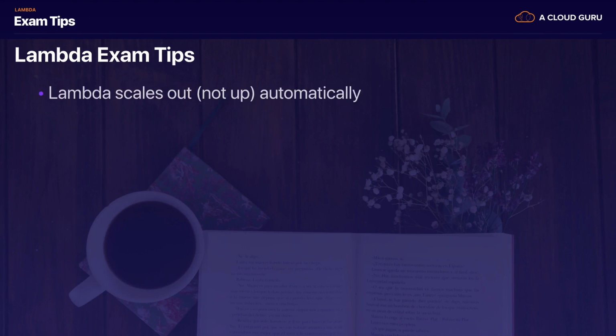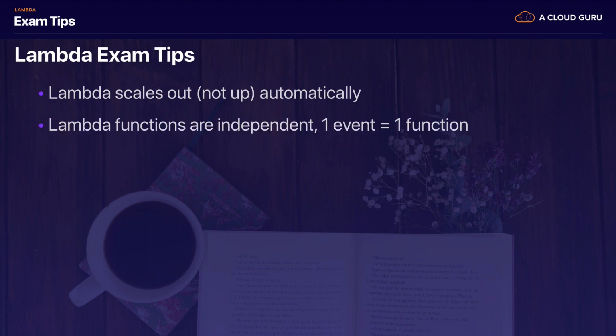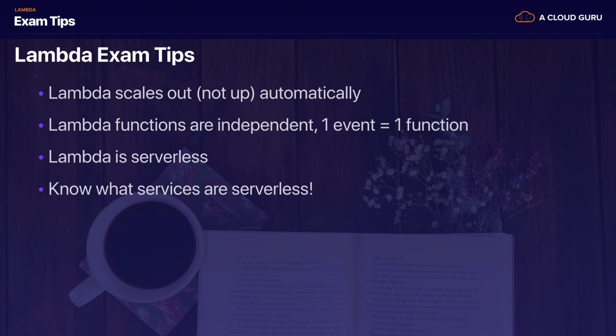So onto my exam tips. Just remember that Lambda scales out, not up, automatically. So if you have 5 invocations, it's going to scale out to 5 different Lambda functions being executed at the same time. Remember that Lambda functions are independent, so one event equals one function. Remember that Lambda is serverless, and you should really go into your exam understanding what services are serverless.